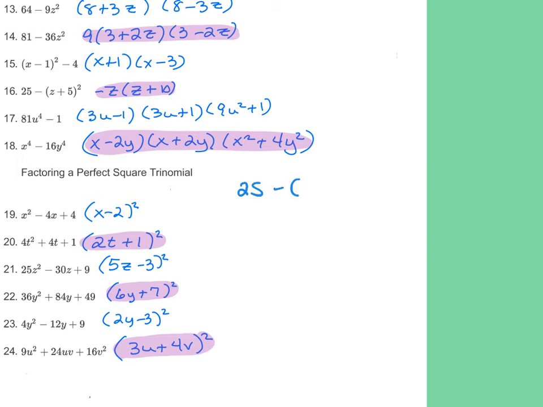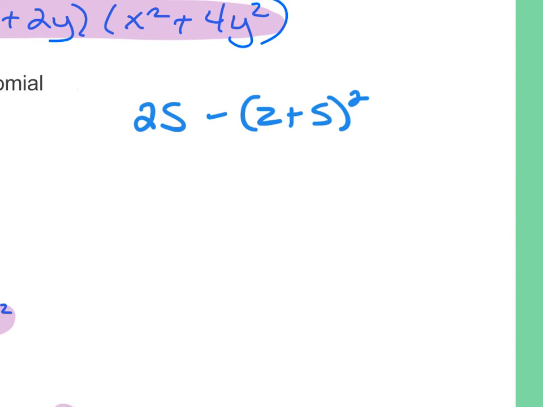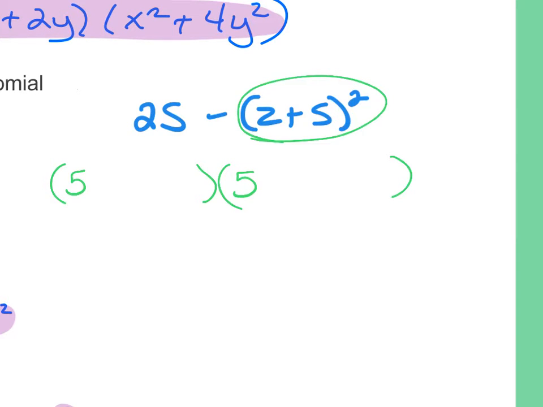25 minus z, write the right letter, z plus 5 squared. So this is the difference of two squares, right? When I square root them, the square root of 25 would be 5 and 5. And then this is a perfect square, so the square root of it is actually z plus 5. And this would be z plus 5. One gets a plus and one gets a minus.